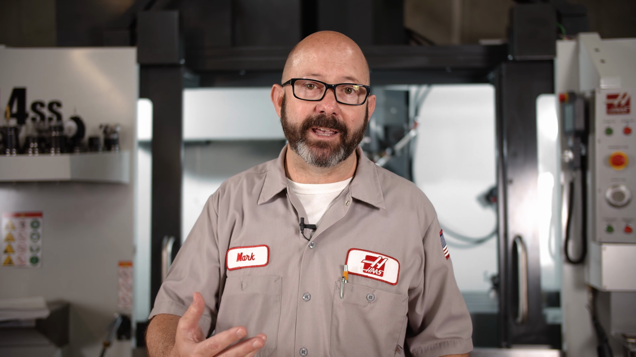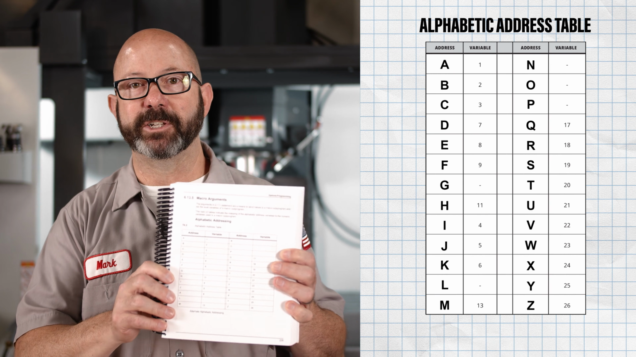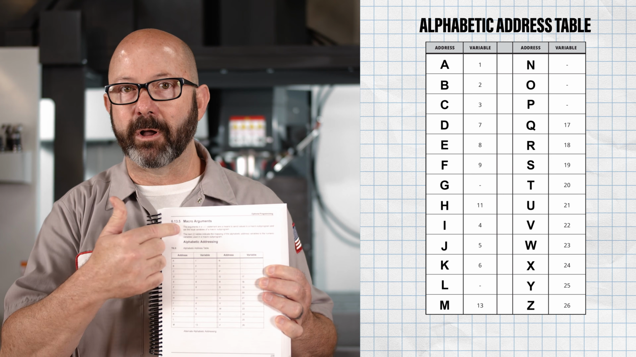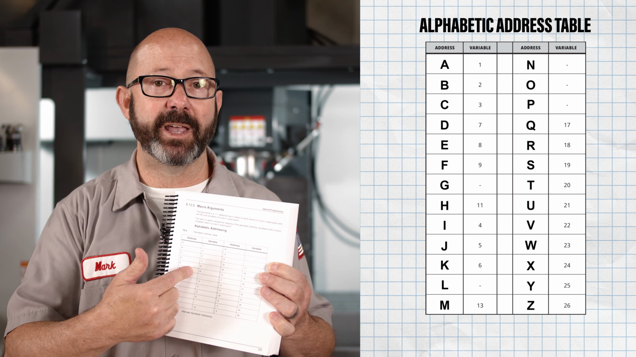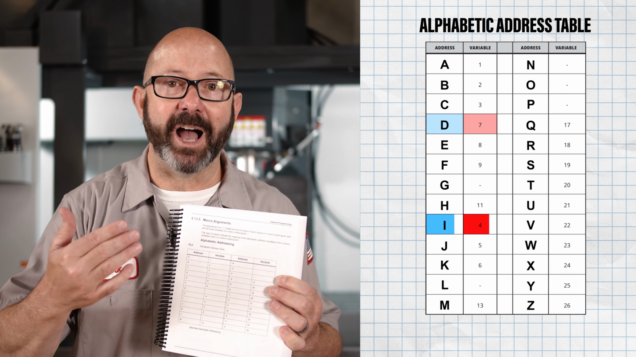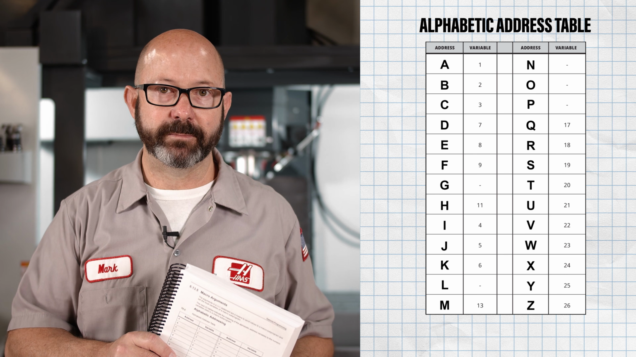Now, how do we know that D equals pound 7 or that I equals pound 4? Well, there's no real easy way to know this other than going to our alphabetic address table in our manual. They're all listed here for us. They show us that A is 1, B is 2, C is 3, D is 7, IJK are pound 4, pound 5, pound 6, and so on.